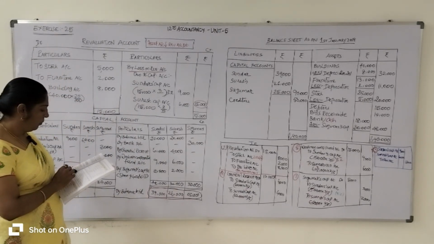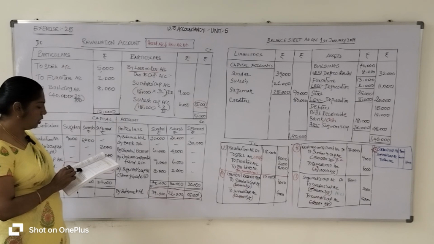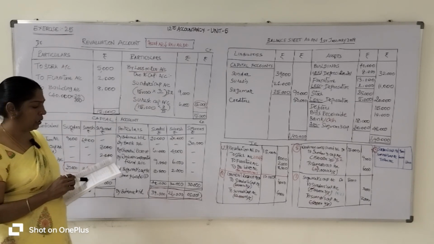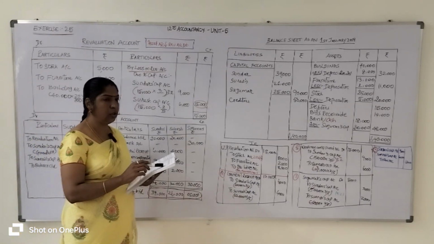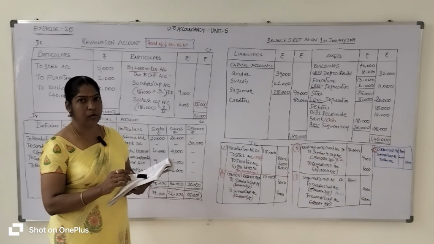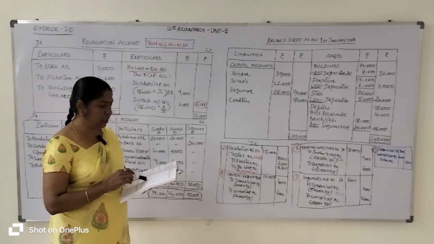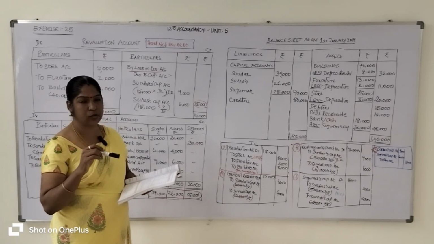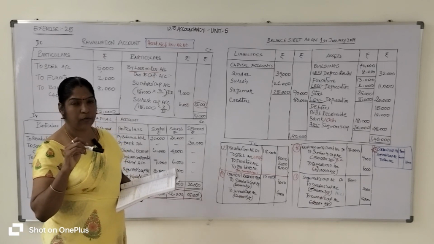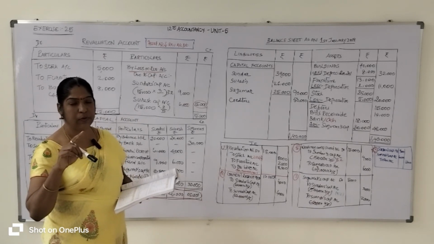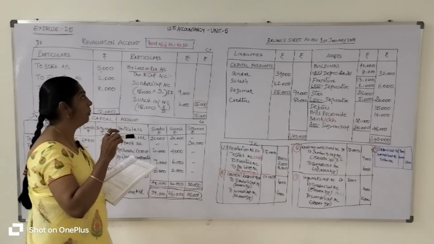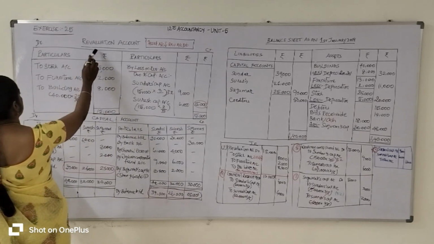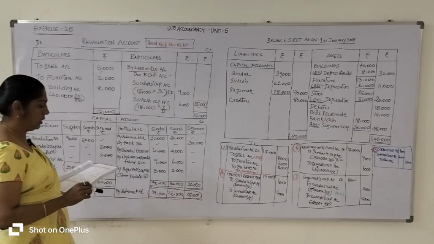Then the furniture is to be depreciated by 2,000 rupees. We have furniture of 13,000 rupees in the question. So 2,000 rupees is depreciated and the asset account decreases. What do we have to do? Whenever an asset account decreases, we enter the asset on the debit side of the revaluation account. To furniture account 2,000 rupees entered.